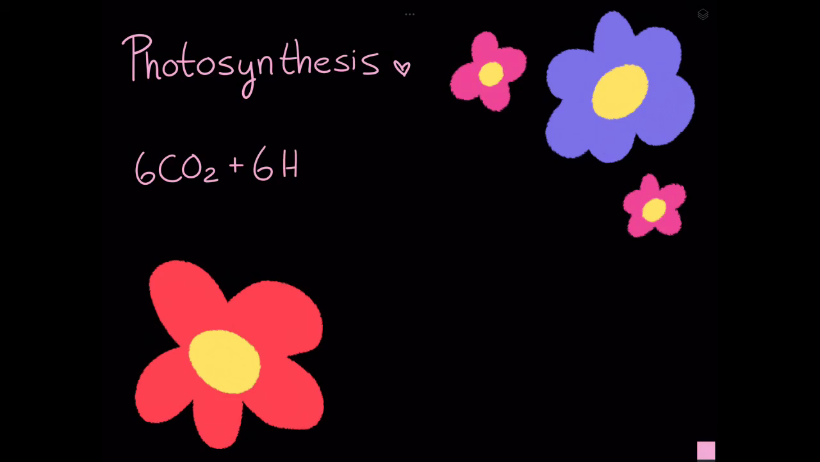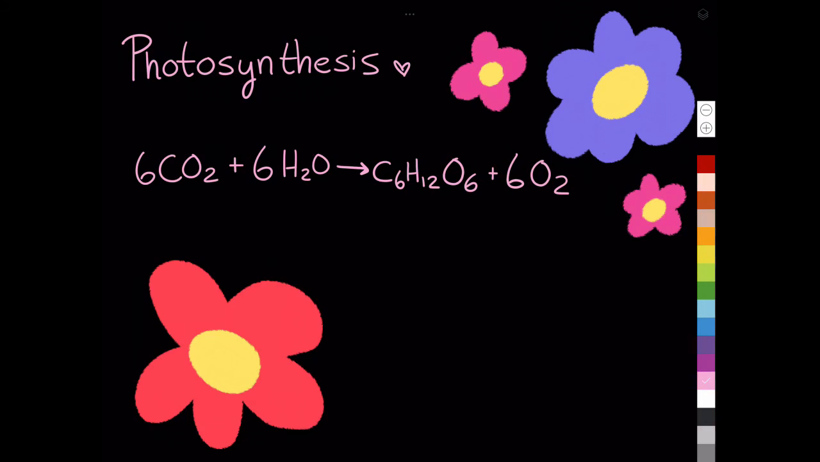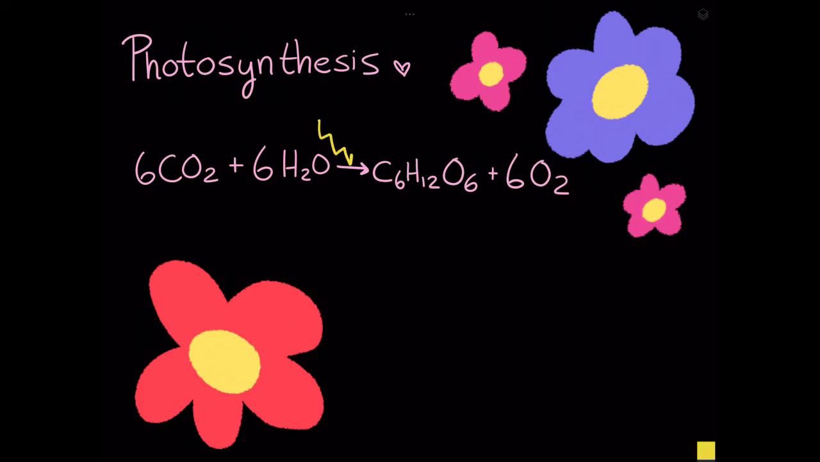So in this video, we're going to be talking about photosynthesis, or how plants use sunlight to make energy. Now, if you remember the formula for photosynthesis from your high school biology class, you'll remember that 6 carbon dioxide molecules and 6 water molecules come together to make a sugar, more specifically glucose, and 6 oxygen molecules. And the energy for that is provided by light.